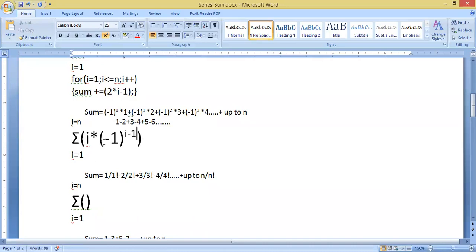If i is equal to 2, what about the second term? i will be 2 here, into minus 1 to the power 2 minus 1, which is 1. So minus 1 to the power 1, that is minus 2, the second term. Then for the third term, i will be 3, so 3 into minus 1 to the power 3 minus 1. 3 minus 1 is 2, that is plus 3. Then the fourth term, i will be 4, so minus 1 to the power 4 minus 1, that is 3, so 4 will become minus. So everybody has got this point, how I have converted my series from 1 minus 2 plus 3 minus 4 to this multiplication with the power of minus 1.